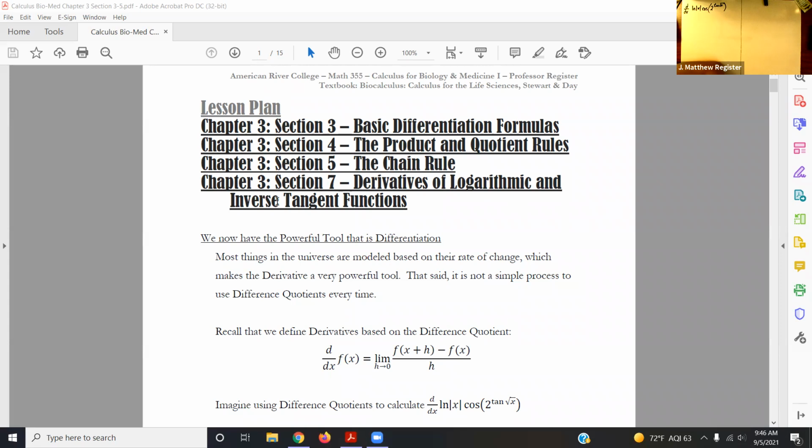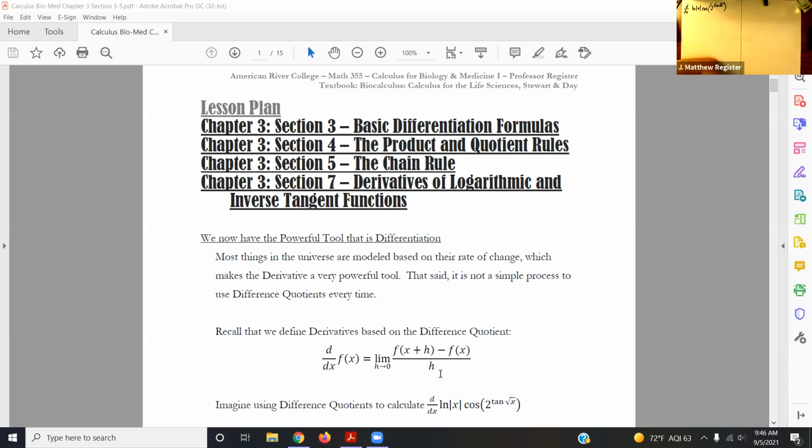And so last time we introduced the idea of what the derivative is and how we can calculate it. Basically, it's this formula. The derivative of a function f of x is the limit as h goes to 0 of f of x plus h minus f of x all over h. And that's the difference quotient definition of derivative.